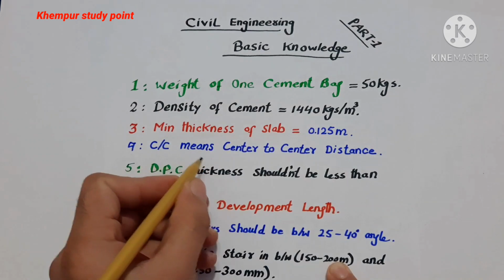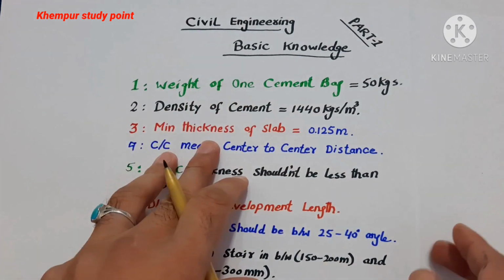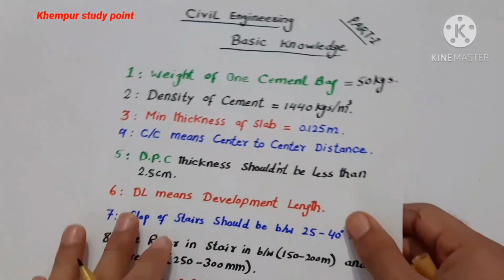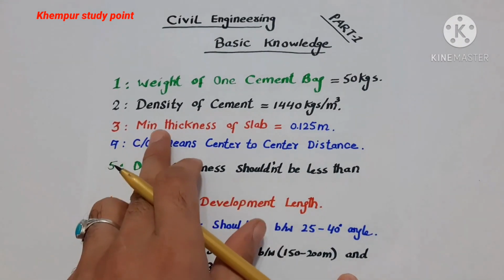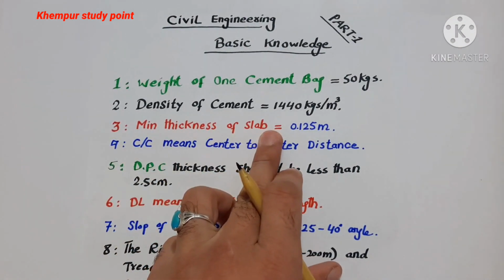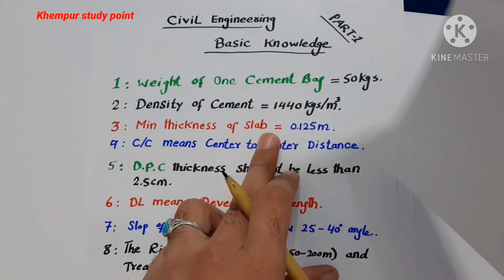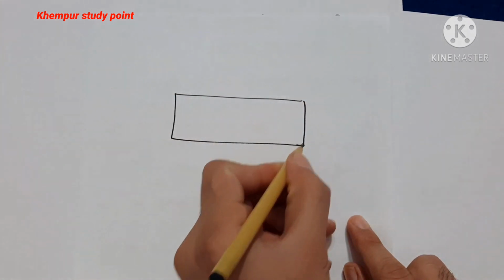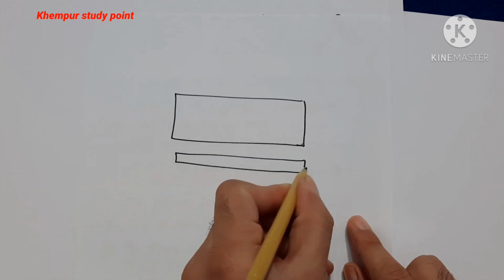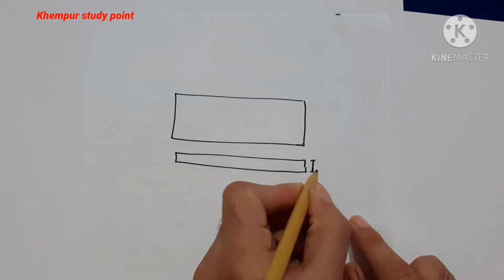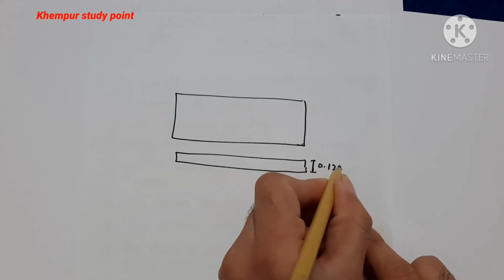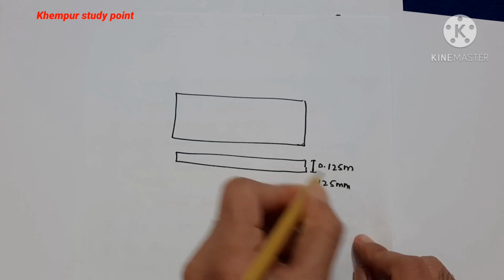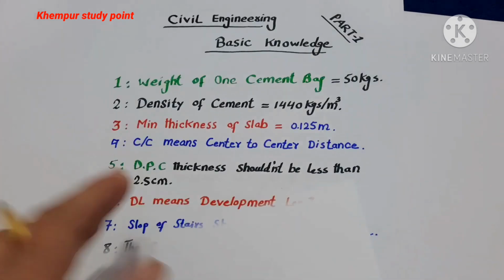The third one is the minimum thickness of slab. Guys, we have about 15 points, as you can see, till 15. The third one is the minimum thickness of the slab. You can see here, this is the top slab, and this is the cross section. So the thickness of the slab should be a minimum of 0.125 meter or 125 millimeters.